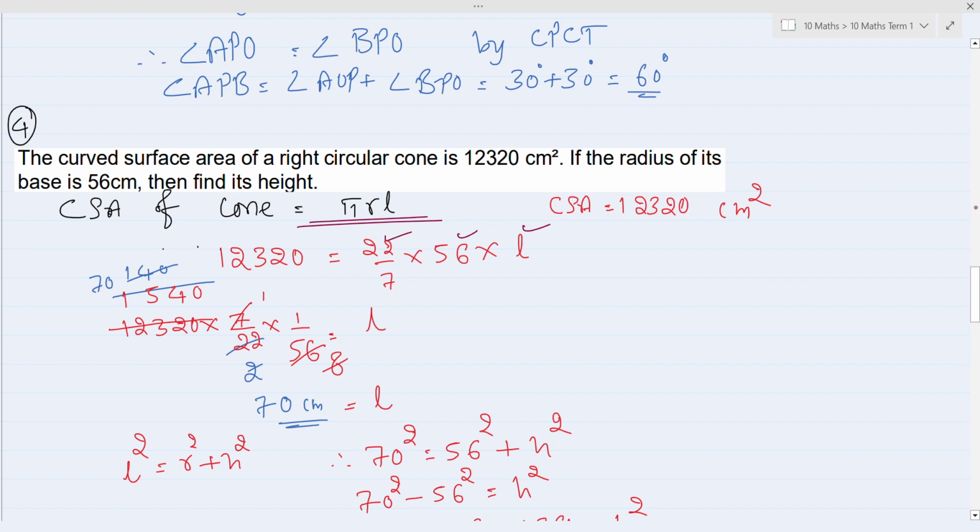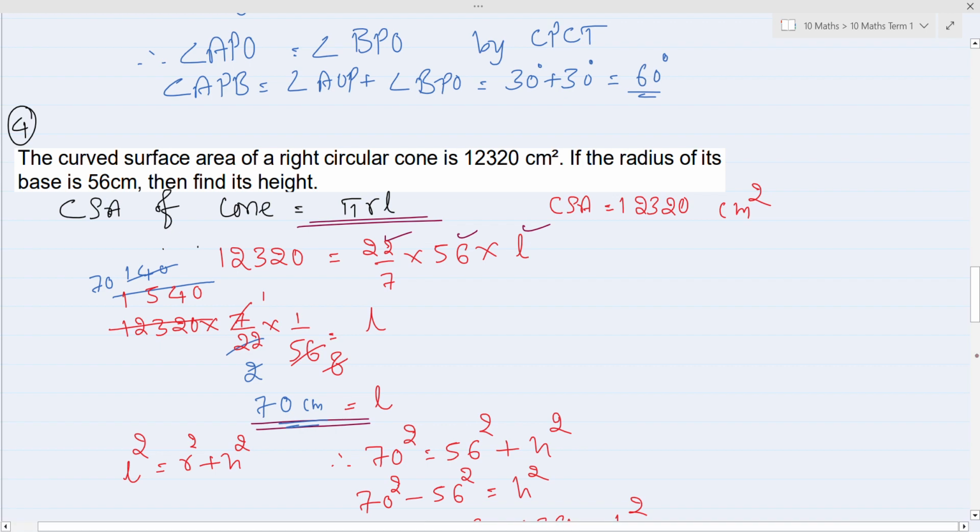So next I cancel this 1,540 with 11 table: 11 2s are 22, 11 140s are 1,540. After that, 2 ones are 2, 2 70s are 140. So 70 centimeter is the slant height L.